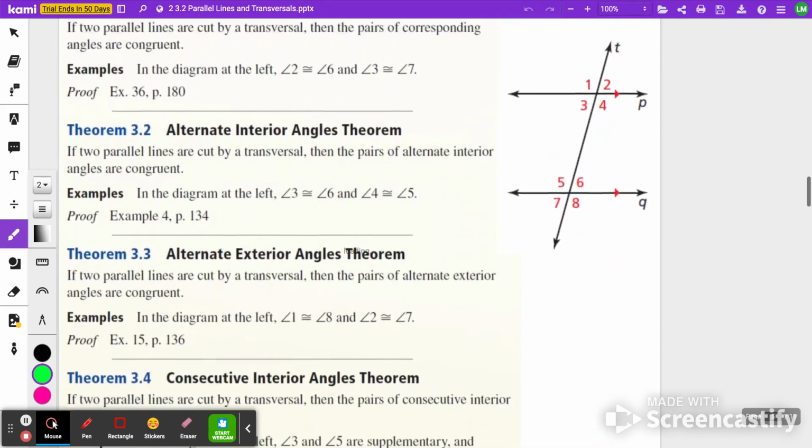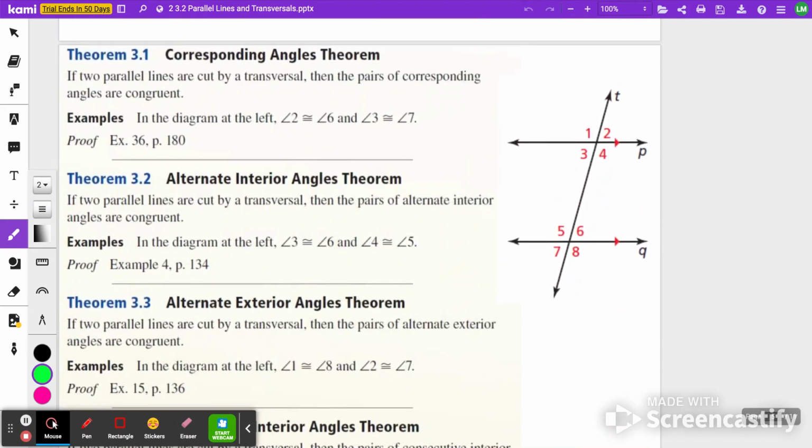First thing we're going to talk about are a few theorems. As you need to, go ahead and pause the video and make sure you've got your notes filled in. Theorem 3.1 is our very first one. If two parallel lines are cut by a transversal, then the pairs of corresponding angles are congruent. So for an example, angle 2 is congruent to angle 6, and 3 is congruent to angle 7.